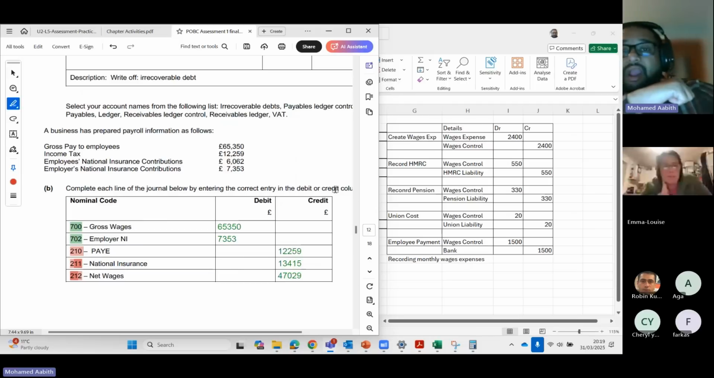So the next time we come back in, we have the biggest part of the bookkeeping control unit, which is the errors. The errors and the suspense accounts.